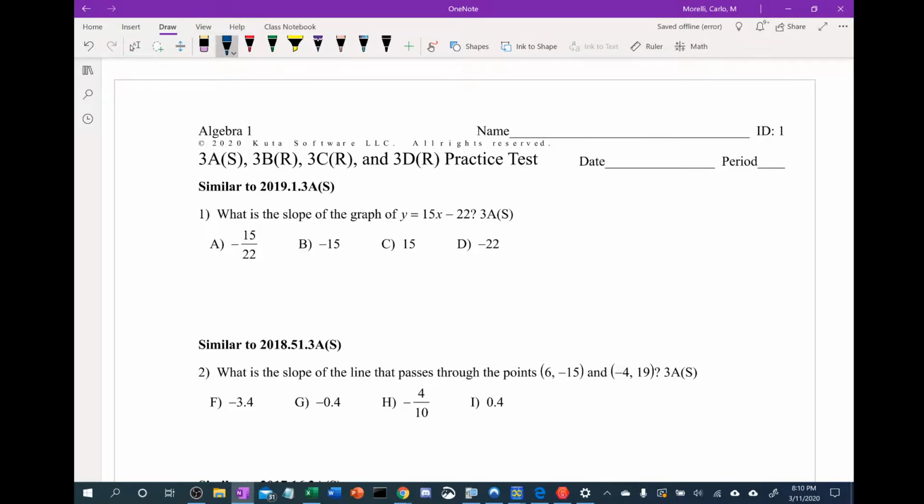Well, the equation that we're given is y equals 15x minus 22. This equation is in the form of the slope-intercept form equation, which is y equals mx plus b. And the m stands for the slope. So the position of the m indicates that 15 is the slope of the line. So I would choose, in this case, option C, 15, because the slope is 15.